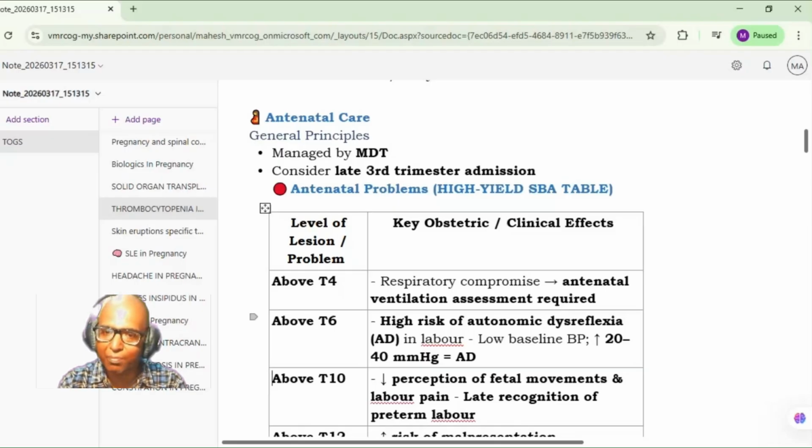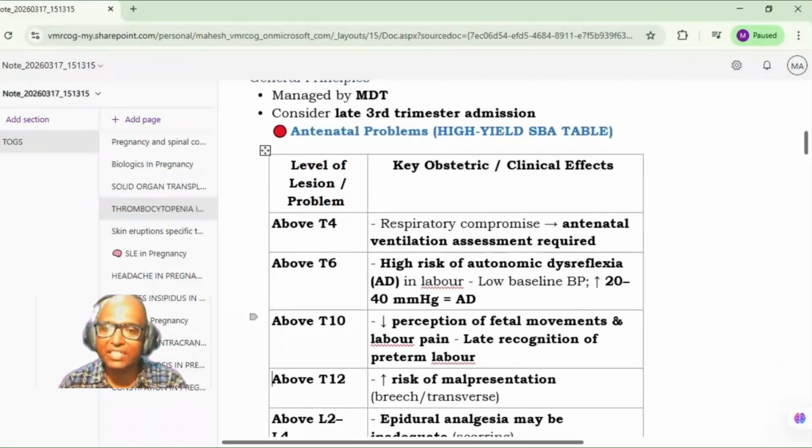There is generally hypotension, there is bradycardia and low baseline BP, which increases by 20 to 40 millimeters of mercury. That will indicate autonomic dysreflexia. So generally there is a low baseline BP, but if there is a 20 to 40 millimeters of mercury increase in the blood pressure, that will denote autonomic dysreflexia.